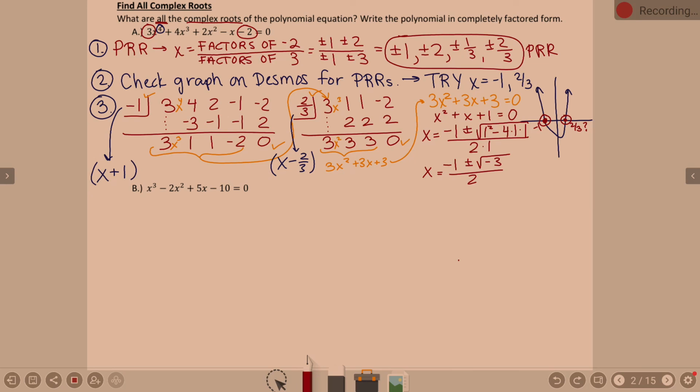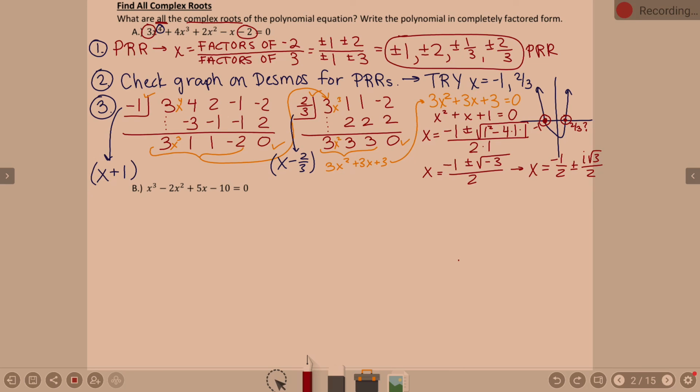What is the square root of negative 3? Okay, square root of 3. So that square root of the negative is an i out front. Square root of 3 I can't do. So this is going to stay x equals negative 1/2 plus or minus i square root of 3 over 2.